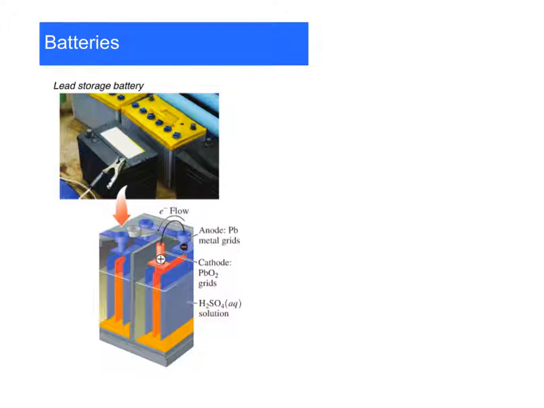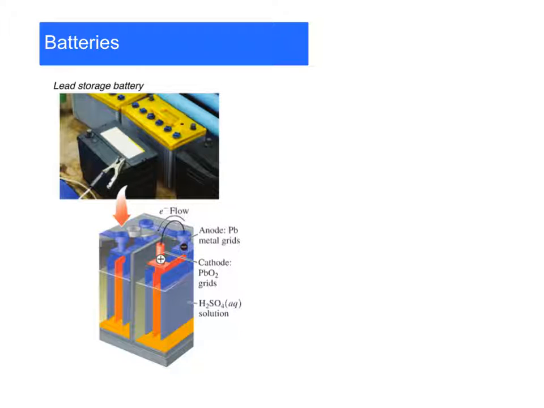Now, there are lots of examples of how we use these reactions in everyday life, and I'm just going to go through two of them just for the sake of time. So the first is a lead storage battery, which is what you all have in your cars out in the parking lot. So the way this works is we have lead and we have an acid.